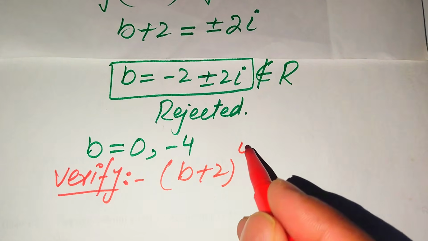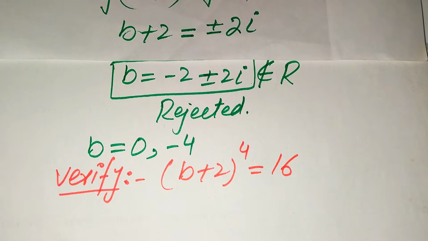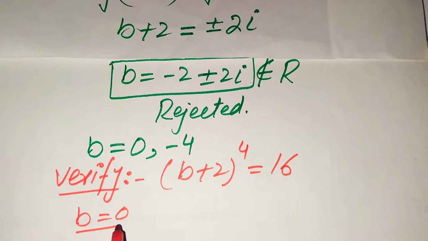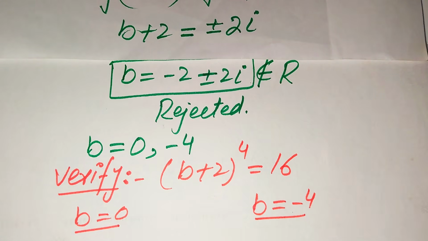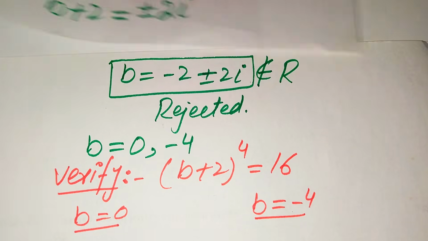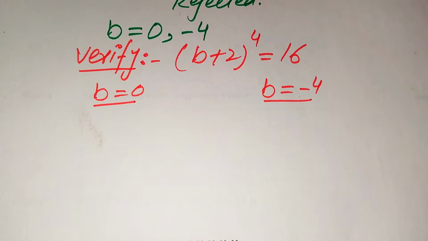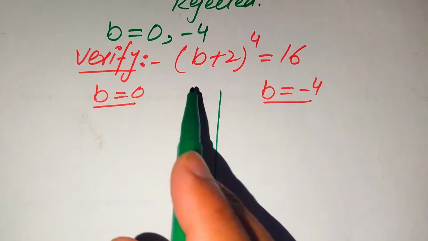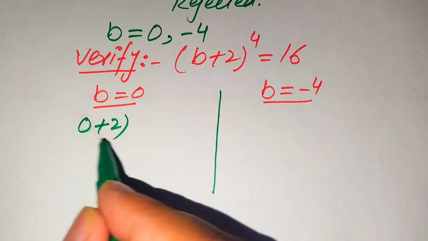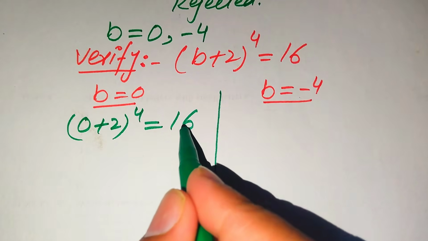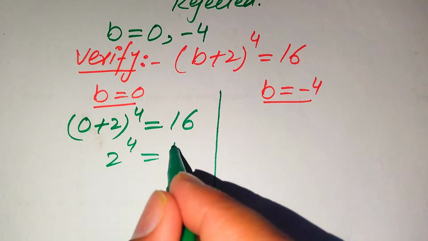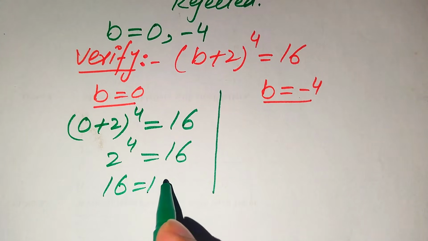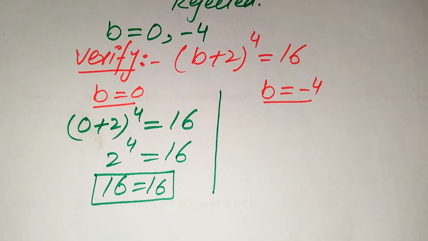Here it is (b+2)^4 equals 16. On this side we verify b equals 0, and on this side we verify b equals minus 4. First we verify b equals 0. We put b equals 0 into the left hand side, and it becomes (0+2)^4 equals 16. 0 plus 2 becomes 2, and 2 to the power of 4 is 16, so we get 16 equals 16. This shows that b equals 0 satisfies our given question statement.